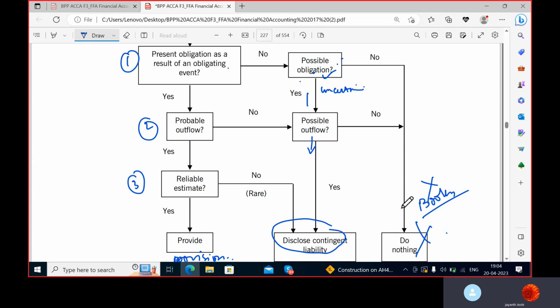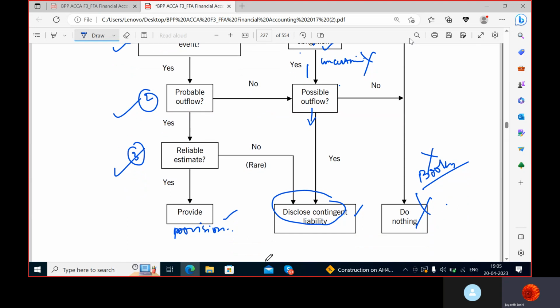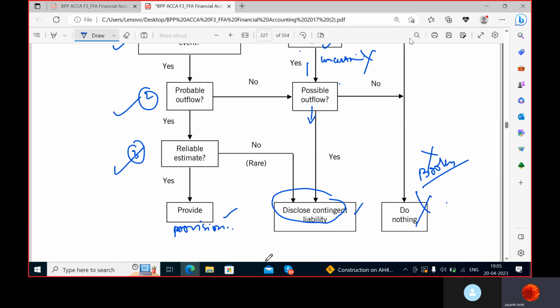So if all three criteria are fulfilled, we show it as a provision. If the first criteria is a no, we have to check uncertainty. If uncertainty is there, we show it as a contingent liability. And if uncertainty is also not there, we don't have to do anything. Clear? So that is what we tried to understand in IAS 37, which is with regard to provisions, contingent liability and contingent asset.